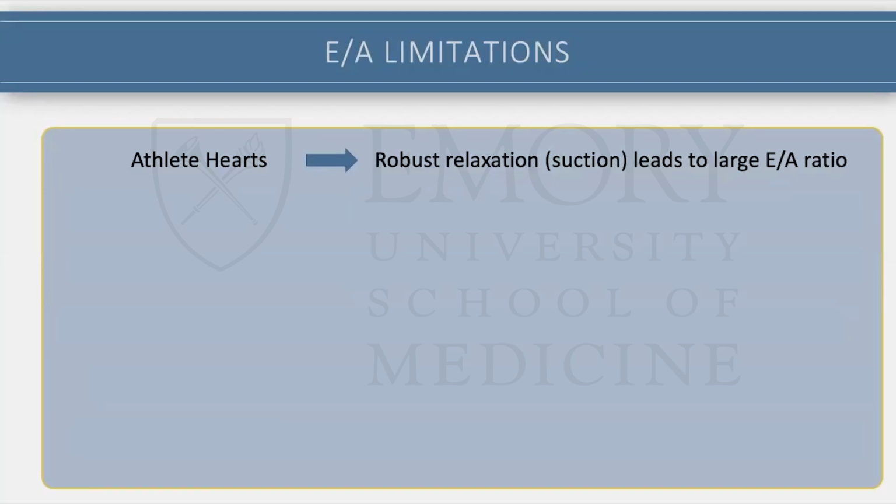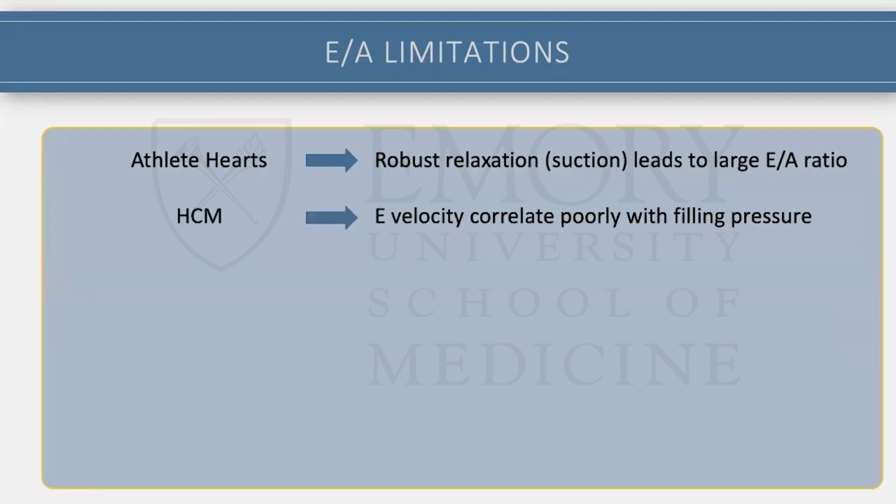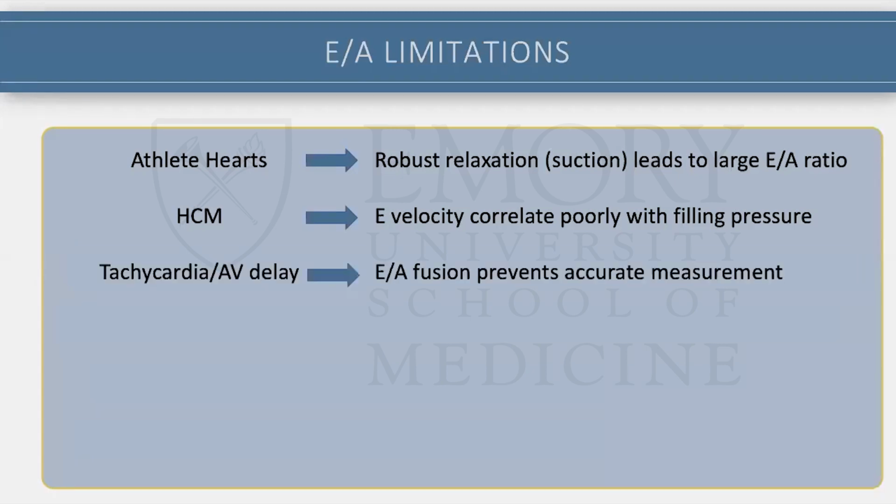Your A wave might be smaller, and so you have a large E to A ratio that looks almost like grade 3 dysfunction, but is actually just a very healthy heart. So that's one exception to how we can use this. With hypertrophic cardiomyopathy, we just know empirically that your E velocities don't really correlate well with filling pressures, so we can't use it in this setting either.